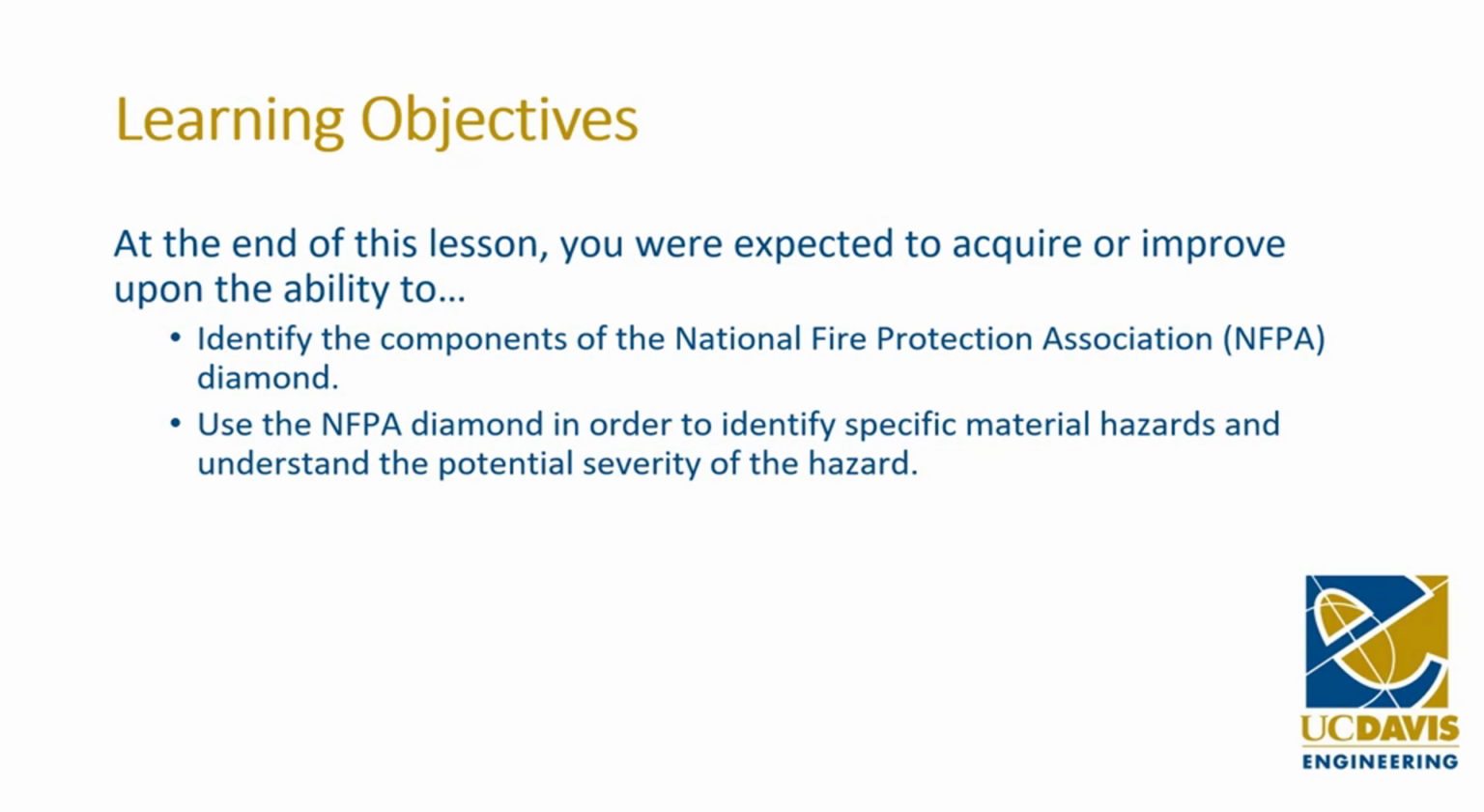So now that we've reached the end of the lesson, you are expected to acquire or improve upon the ability to identify the components of the National Fire Protection Association diamond. So hopefully now you better understand those four quadrants and what they mean. And we used the NFPA diamond to understand specific material hazards and understand the potential severity of a hazard involving those substances.